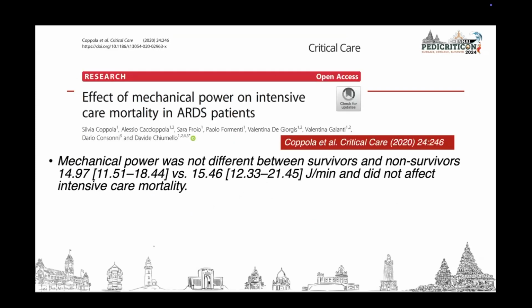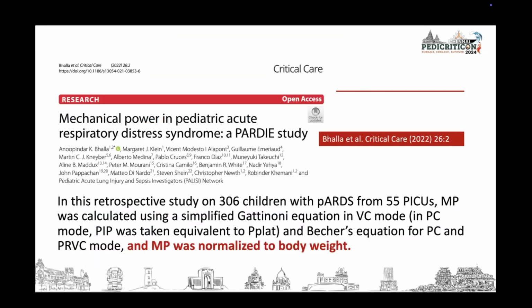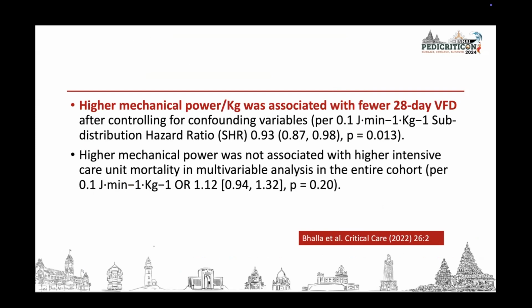This particular equation by Coppola et al. actually showed that mechanical power was not different between survivors and non-survivors. However, when mechanical power was normalized to respiratory compliance, it was associated with outcomes. Bhalla et al. also showed that mechanical power normalized to body weight was associated with fewer 28-day ventilator-free days.